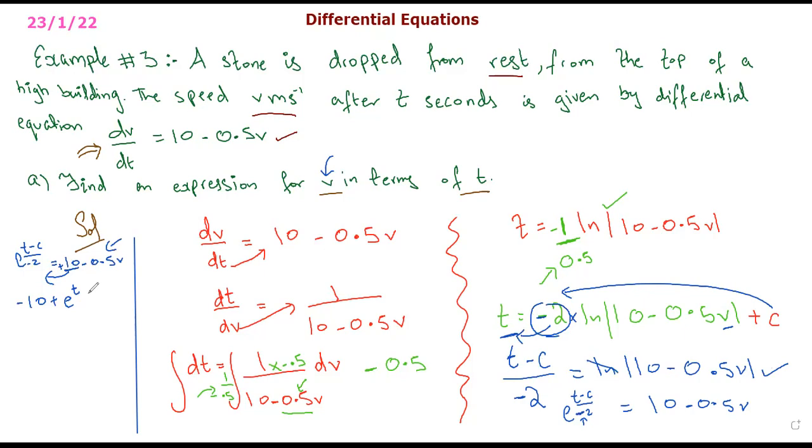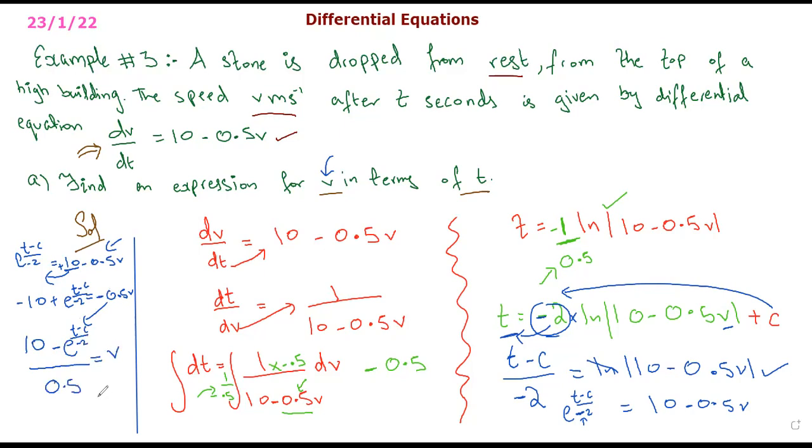So it is being added here. It would be subtracted there. This equals minus 0.5v. And this is e to the t minus c divided by minus 2. Minus 0.5. And I will take that again. So this would become positive 10 because we have minus sign here. I'll take that minus e to the t minus c divided by minus 2 whole divided by 0.5 equals v.